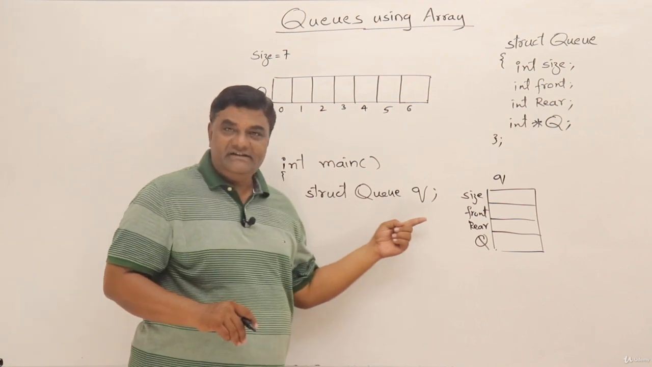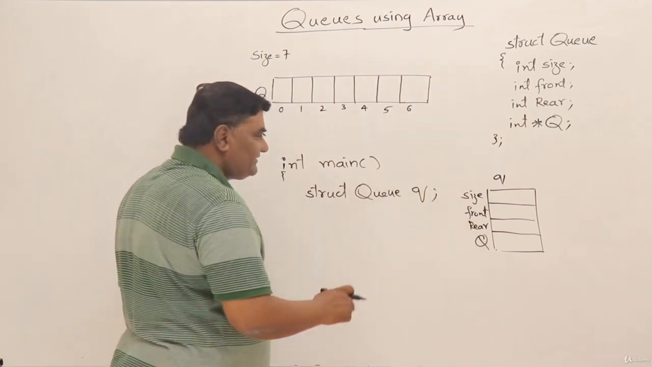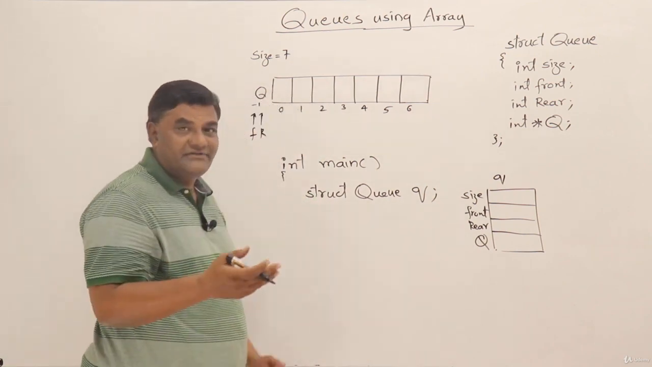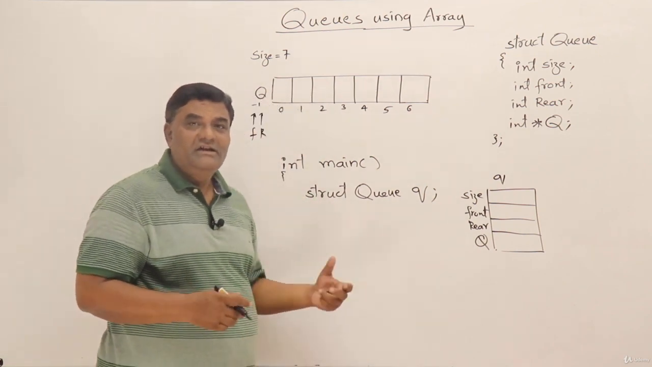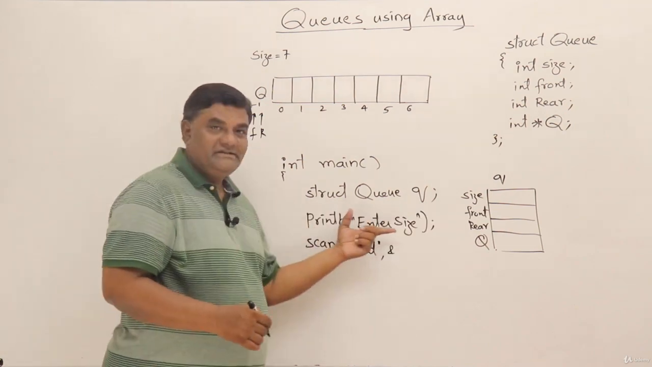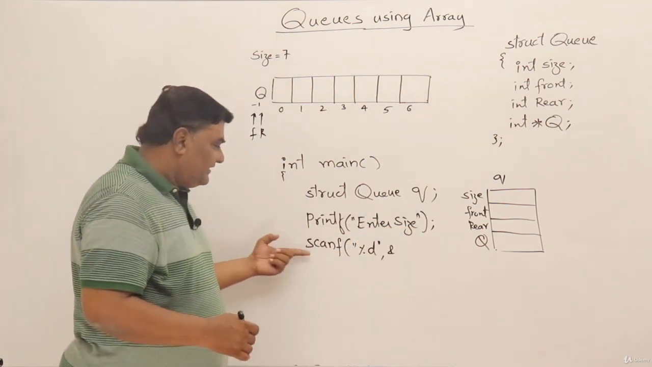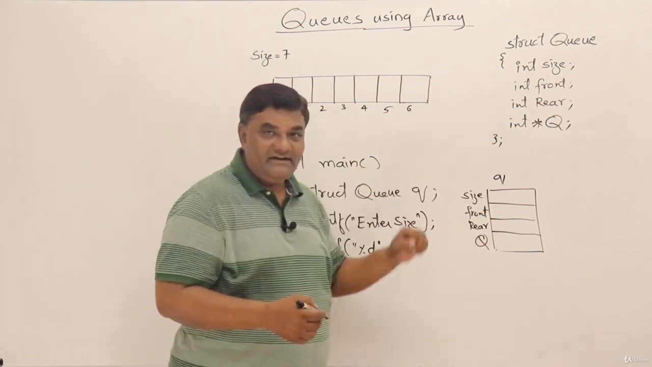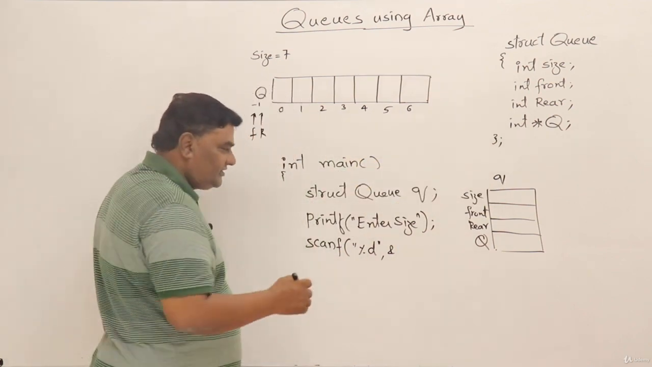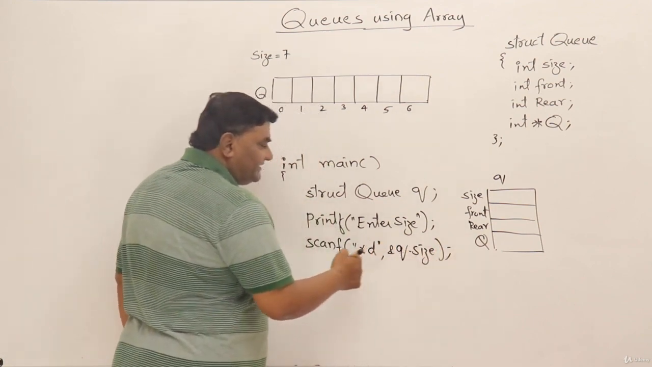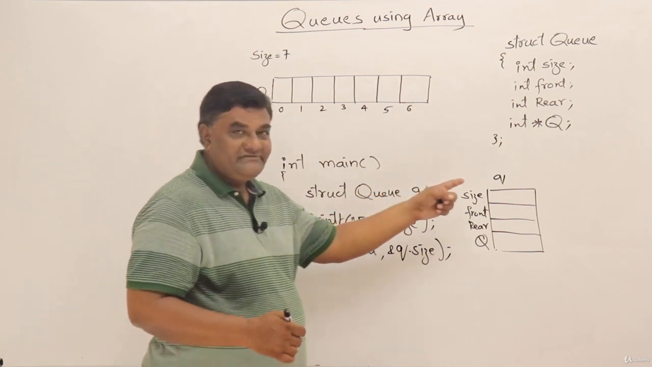So a variable is created, then we have to initialize all these. First of all, I will find out the size. I will take the size from the keyboard. I will give a message, enter the size of a queue, and then take the size with scanf. So the size is q dot size. With this, whatever size is given will be filled here.